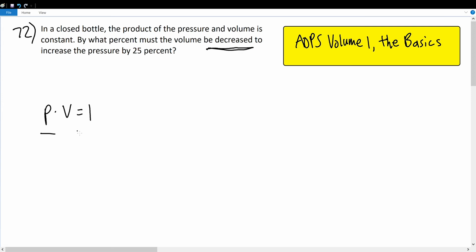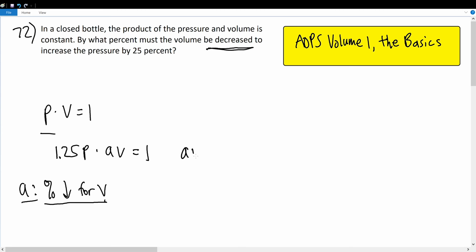How much pressure is in the bottle? Well, there's 1.25 P now in the bottle. And let's let A be the percentage that it must go down for the V. So 1.25 P times the percentage of V that must go down. Notice, A is not the percentage of V that will give the product of 1. A is the percentage that must be decreased relative to V to give a product of 1.